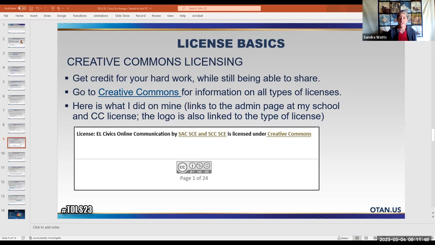I update stuff almost every year, depending on what's needed. I'm going in and adapting online communication right now because I have a couple of COVID specific issues in that. Since we're not doing tables 6 feet apart in restaurants anymore, obviously I'm going to be adapting that. So even your own stuff, you adapt from year to year. That's the basics on Creative Commons. It's pretty easy to do.